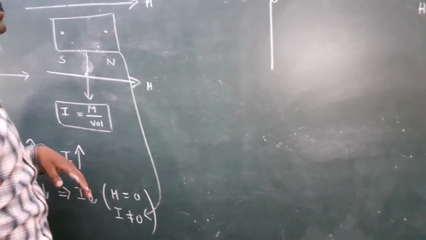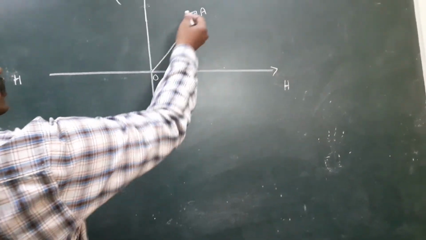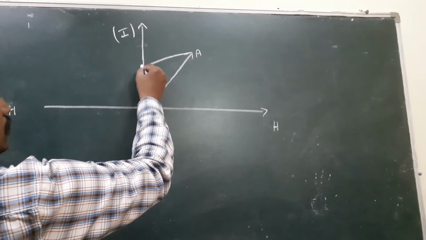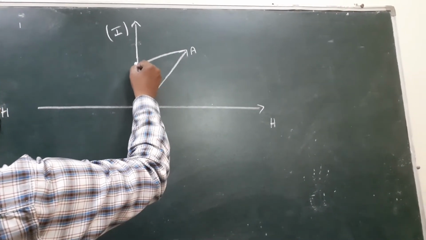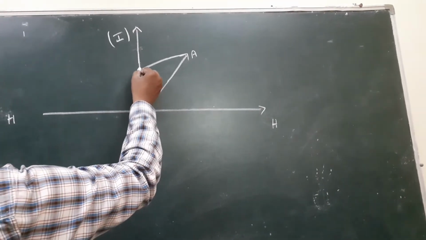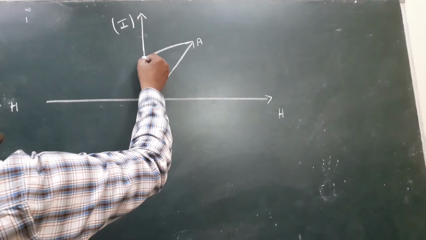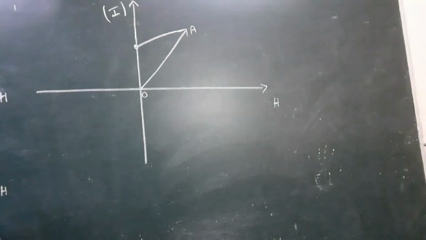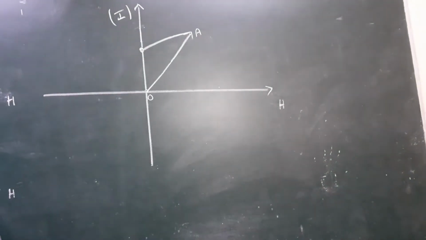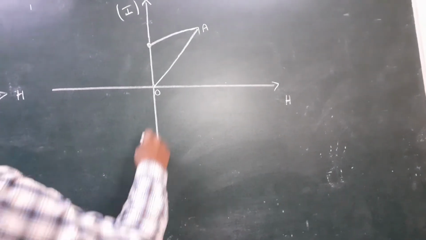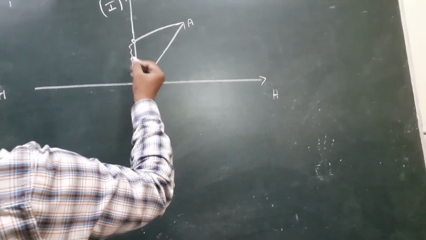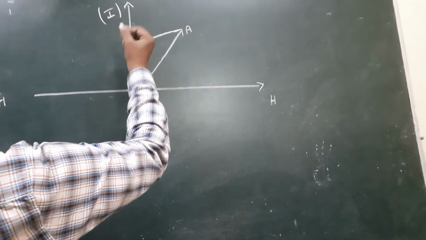In the graph, see here now. Here H decreases, I also decreases. This point is on the y-axis, and on the y-axis I is present. On the y-axis, according to mathematics, x becomes 0. That means simply here H is 0, but I is not 0. This point is B.